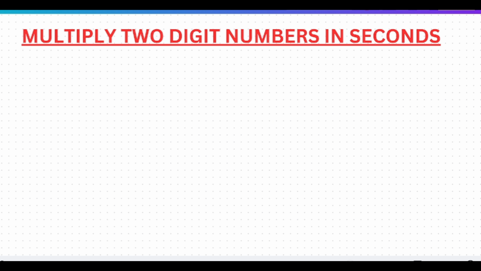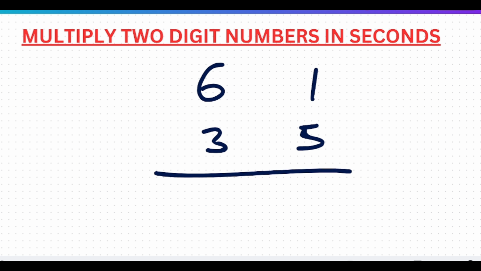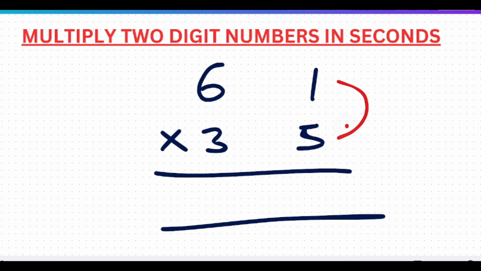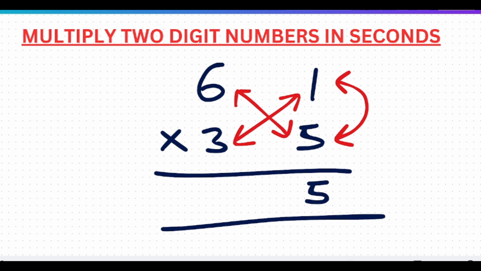Say now we are multiplying 61 by 35. We are multiplying these two-digit numbers. You know the first step is, yes, we multiply the numbers on the right. So we multiply 1 and 5. 1 times 5 is 5. You write it here. And the next step, you multiply the numbers diagonally. So 3 is multiplied by 1, and then 6 is multiplied by 5. And then you add them up.